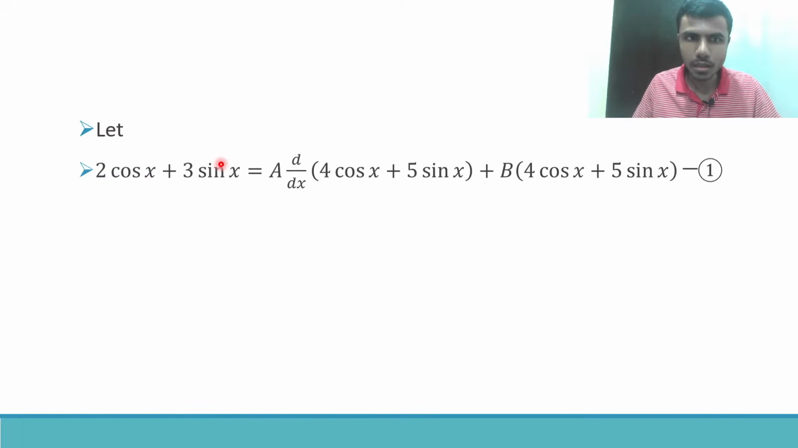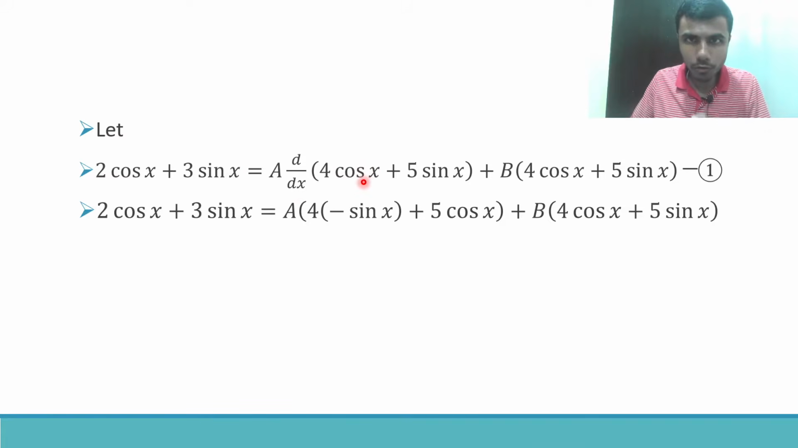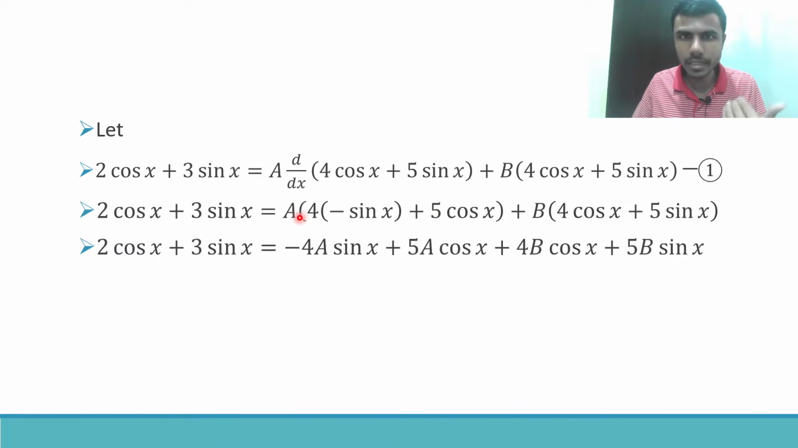Next, so derivative of cos x is minus sin x and derivative of sin x is cos x. Fine. That's all, and keep this bracket as it is. One thing I forgot, just mark the first one as 1 because we will need it. Next, basic simplification. This would be nothing but a into 4, so 4a, and minus is also there. So minus 4a sin x plus a is coming, so 5a cos x. Fine.